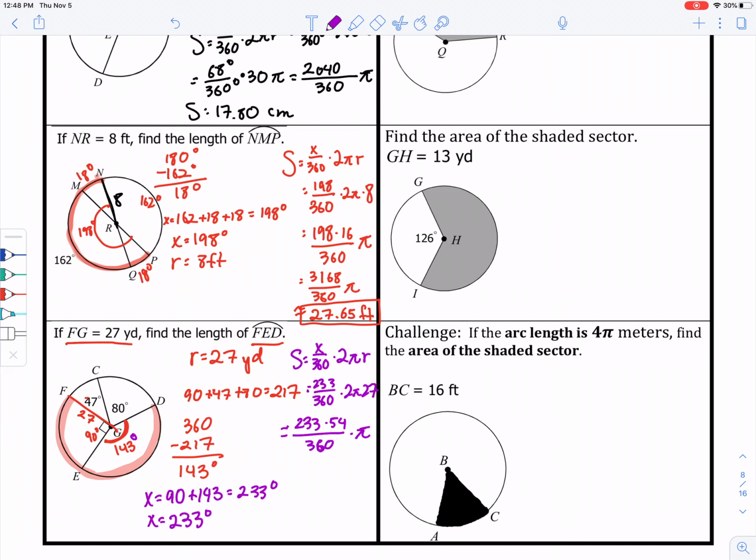233 times 54 gets you 12,582. So you should get 12,582 divided by 360 times pi. So I'll take all those numbers, multiply and divide to get S is approximately 109.80 yards.